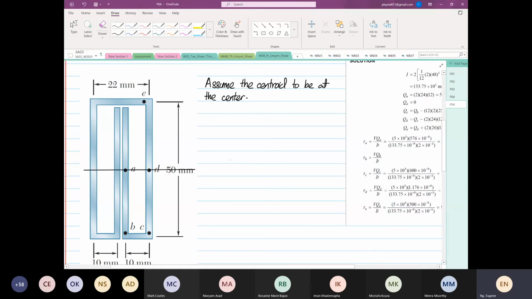Then we are going to find our second moment of area. So I'm going to divide it this way. This is my 1, this is my 2, and this is my 3. This is my 4, this is my 5, this is my 6, and this is my 7.